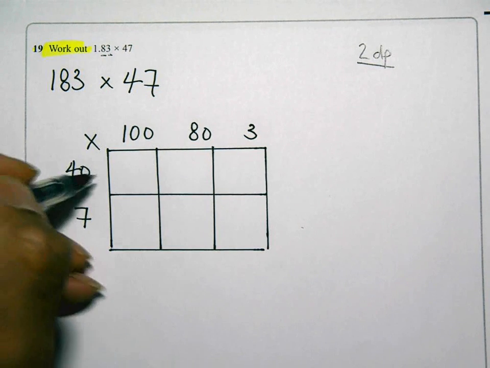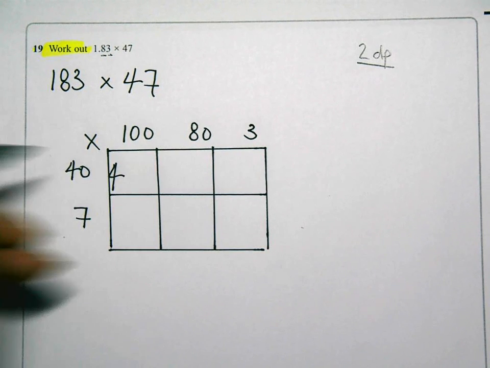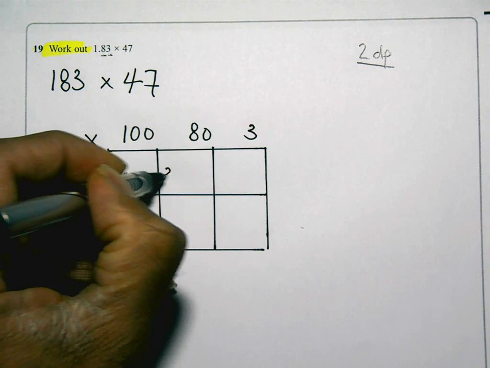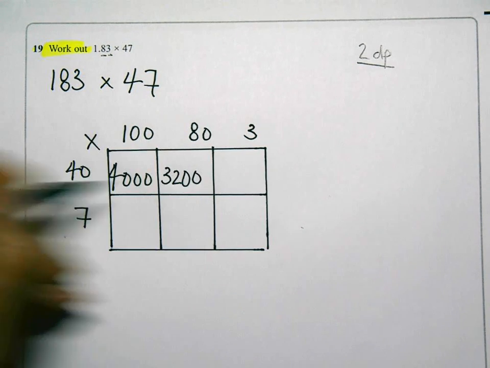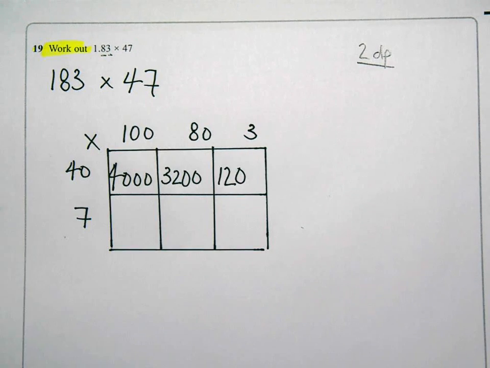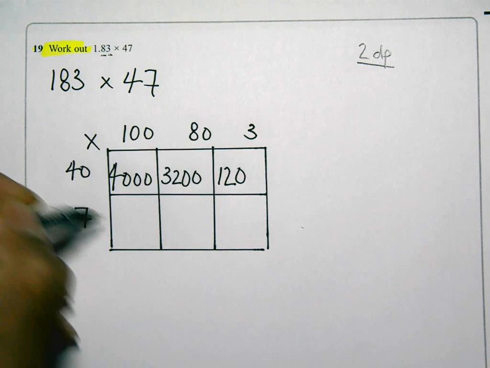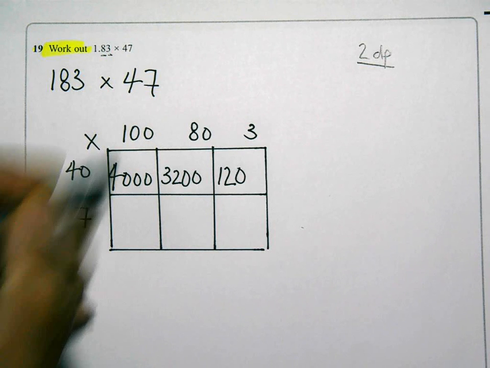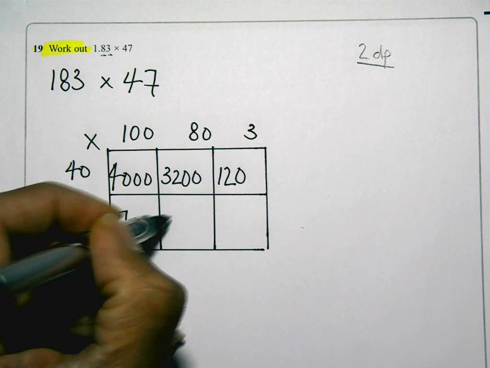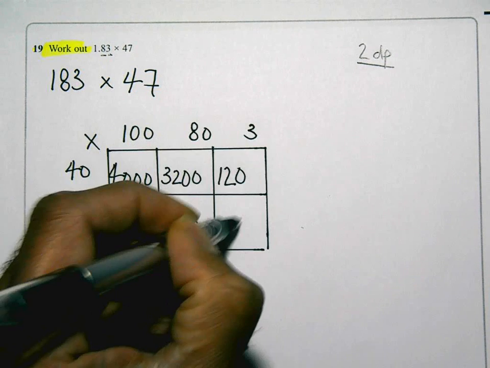the numbers that I get when I times, like 40 times 100, that's 4,000. 40 times 80, 4 times 8 is 32, and 2 zeros after that. 4 times 3 is 12, with 1 0 after that. Okay, so just check that. Yep, and yeah. 7 times 1 is 7, and 2 zeros after that. 7 times 8 is 56, and 1 0 after that. And 7 times 3 is 21.